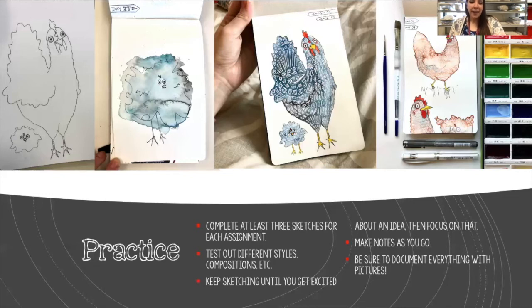You want to complete at least 3 sketches for each assignment. When you're completing your sketches in your sketchbook, test out different styles, compositions, and medias. Keep sketching until you get excited about an idea, and once you have an idea that you're excited about, focus on that idea. The temptation is to focus on the first idea that comes to us, but it is better to play with an idea for a while before you settle on one.